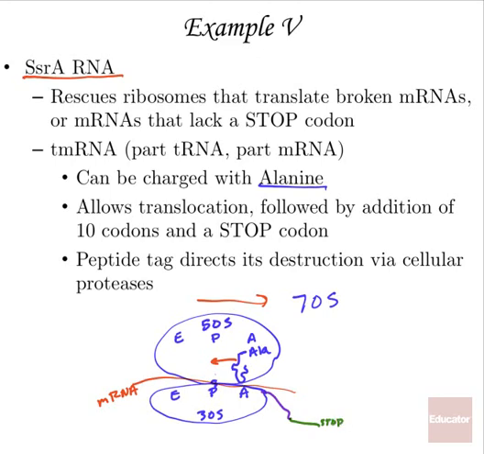Now this is a very important piece. This acts as a tag that directs the destruction of the overall protein that was produced, by the cellular proteases, not the mRNA. So that protein gets sent to the proteasome and it gets destroyed. So this is really important. So it allows the mRNA to be released from the ribosome.